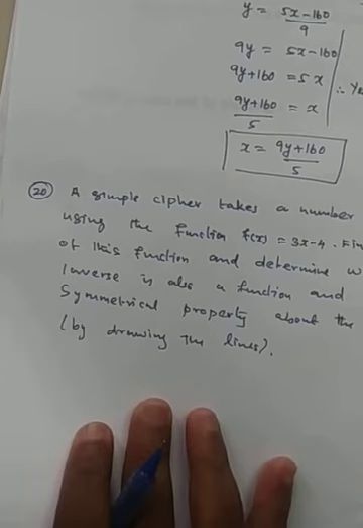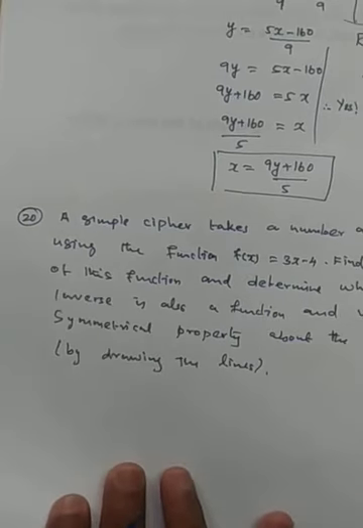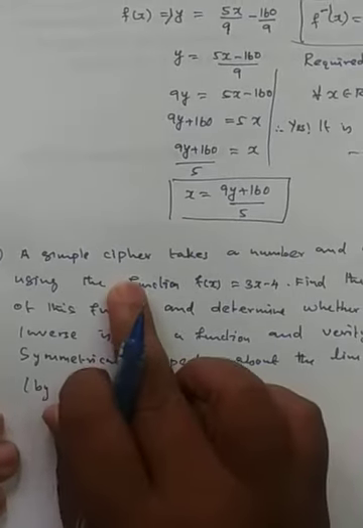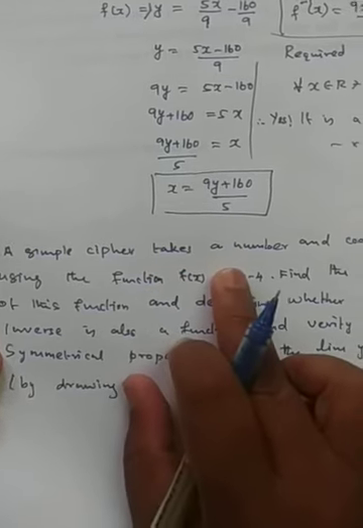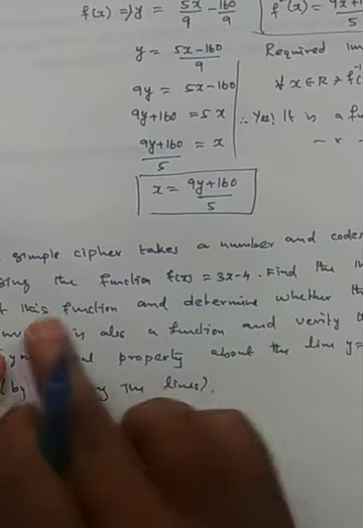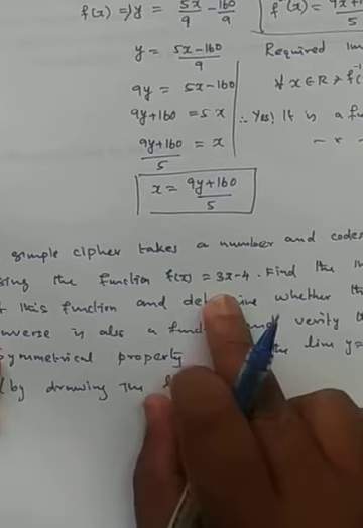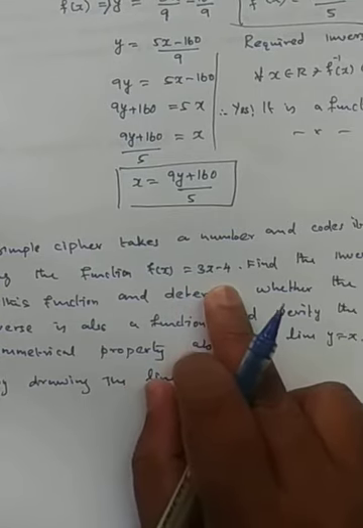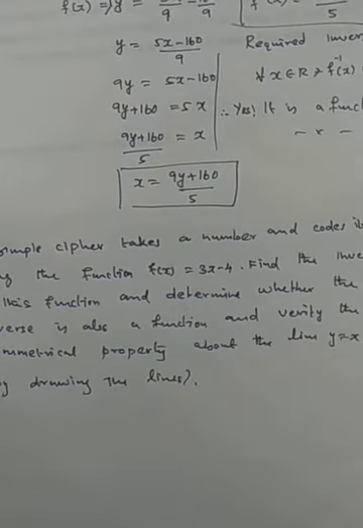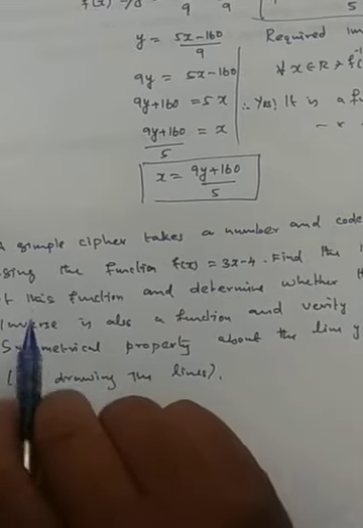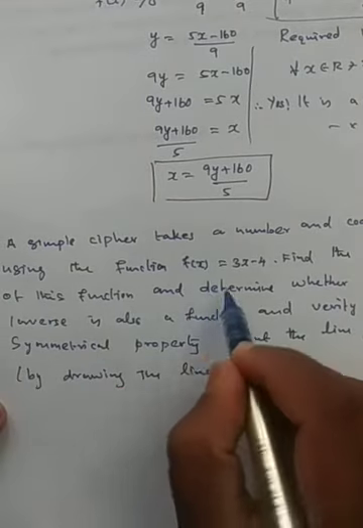The next one. Next we have this question. A cipher takes a number and codes it using the function f of x equals 3x minus 4. Okay, that is what they are saying. You can see here the function is given.